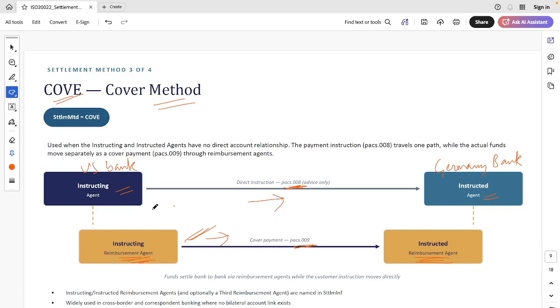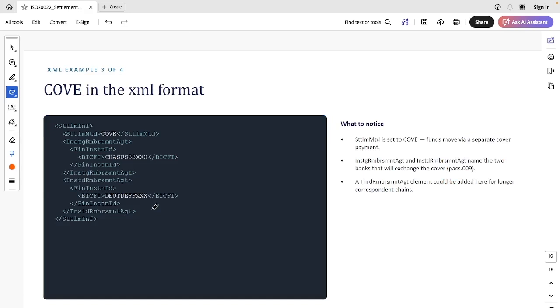Okay. Now let us look at an XML example for COVE. Inside your settlement information, under the settlement method, you will see the method name COVE. This tells the system that the funds will move through a separate cover payment. Then we see two important agents: the instructing reimbursement agent and the instructed reimbursement agent.